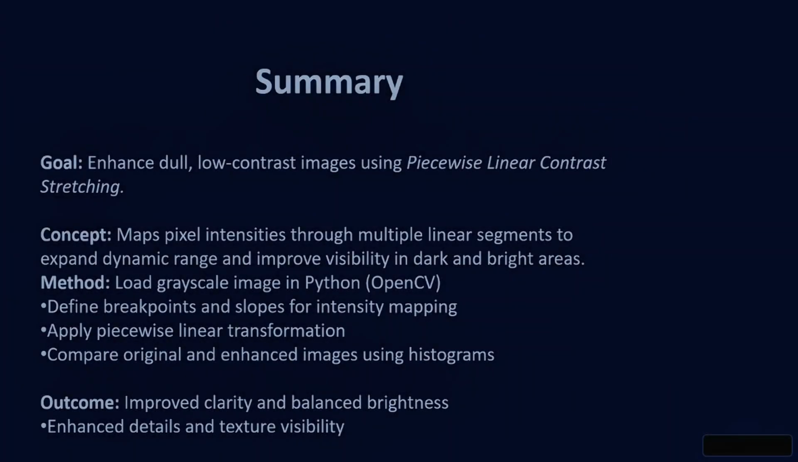In summary, piecewise linear contrast stretching is an effective and efficient way to enhance grayscale images. It divides the pixel intensity range into smaller regions and adjusts each one with a suitable linear mapping, resulting in balanced brightness and improved visibility. Compared to normal contrast stretching, it delivers much better results for images with uneven exposure or lighting conditions.